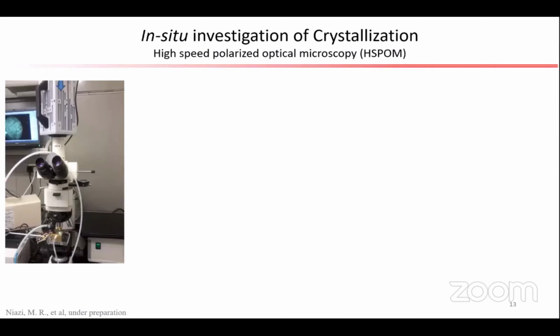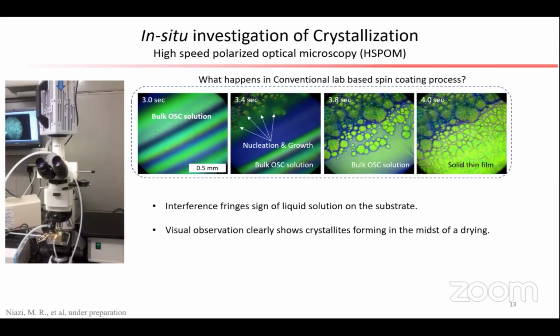To begin with, when we started these experiments, we used this high-speed camera and coupled it with the coating setup. The first example I want to show you is the conventional lab-based spin coating process. When we deposited this ink through spin coating, these images are taken from a movie recorded using the high-speed camera. We found that the nucleation events, in the second image, begin while there is a clear signature of a solution present because of these interference fringes.